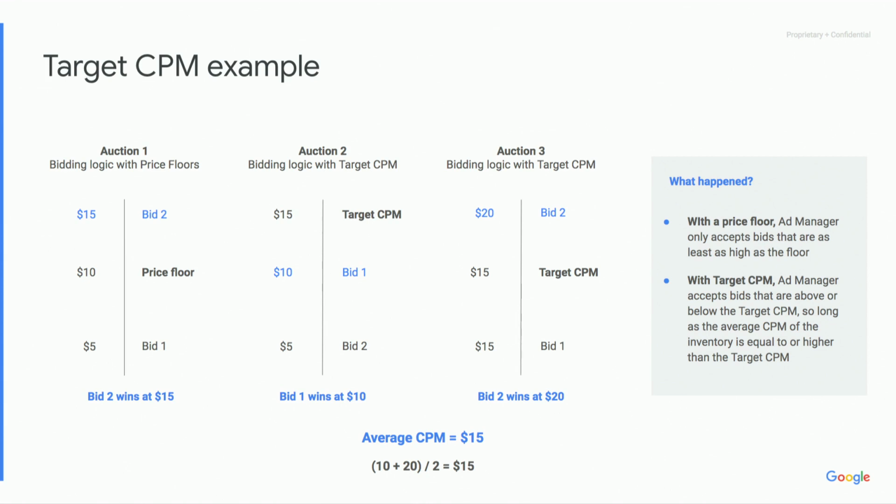Next, in auction 3, two new bids are placed, one for $15 and one for $20. Both of these bids are equal to or above your target CPM value. So here, Ad Manager will accept the bid that keeps your average CPM equal to or above the target CPM value. So bid 2 will win at $20. If bid 1 were to win, the average CPM would be below $15, which target CPM does not allow.